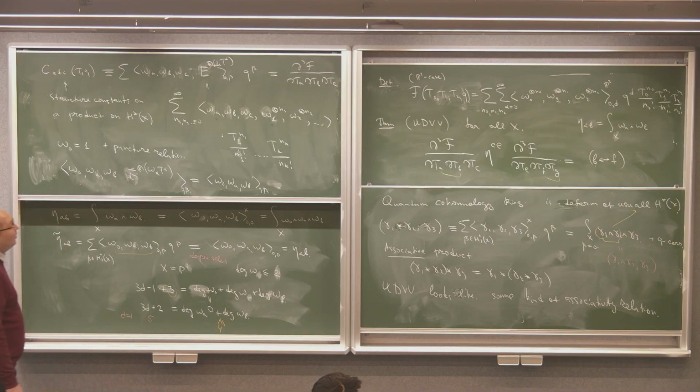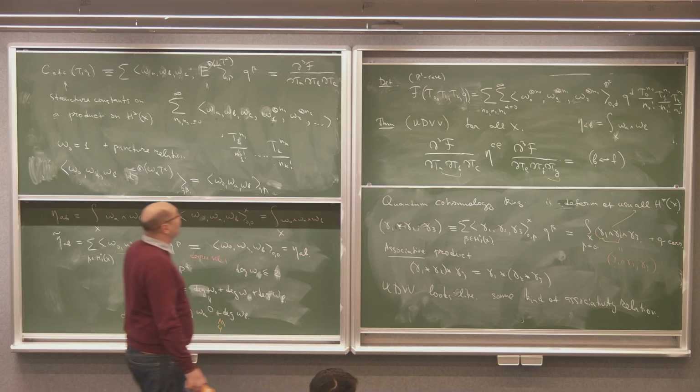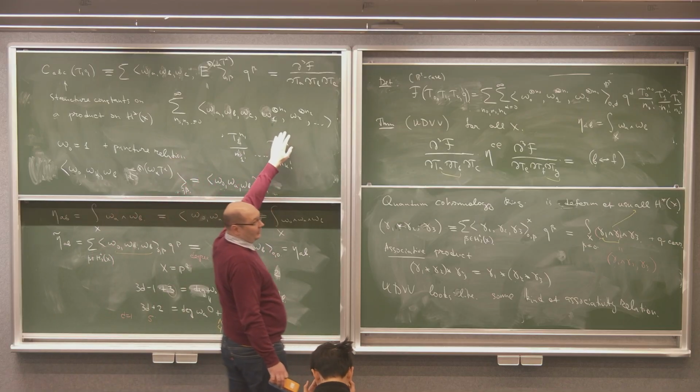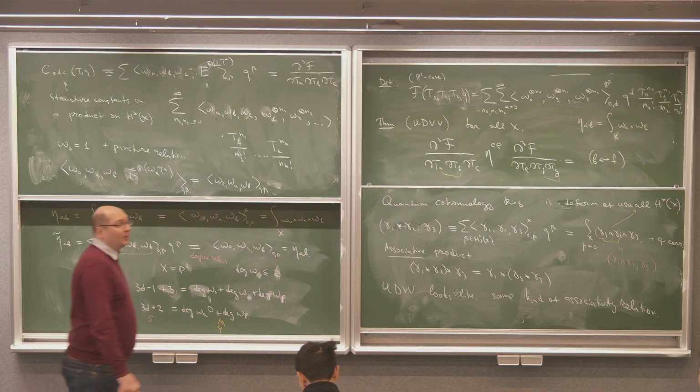So I think for now the central point is this WDVV equation, which in principle we can write down as a relation between Gromov-Witten invariants. We can expand both the left-hand side and the right-hand side in powers of the parameters.